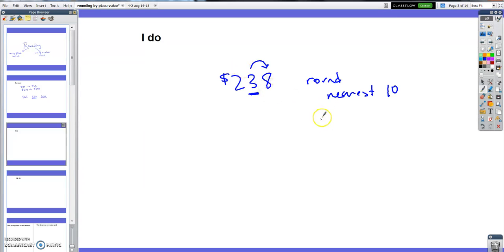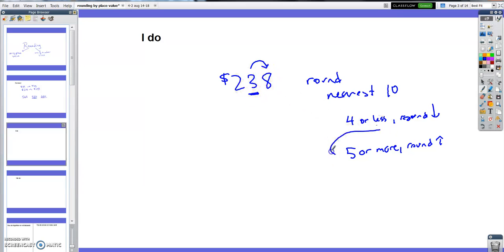Same rule as before, so I'm going to round to this place rather than to this place, round to the tens. Remember I said if it's 4 or less, then I'm going to round down, and if it's 5 or more, I'm going to round up. So if I'm rounding to the tens place, I find my tens place and I'm looking one digit to the right, one digit down from there.